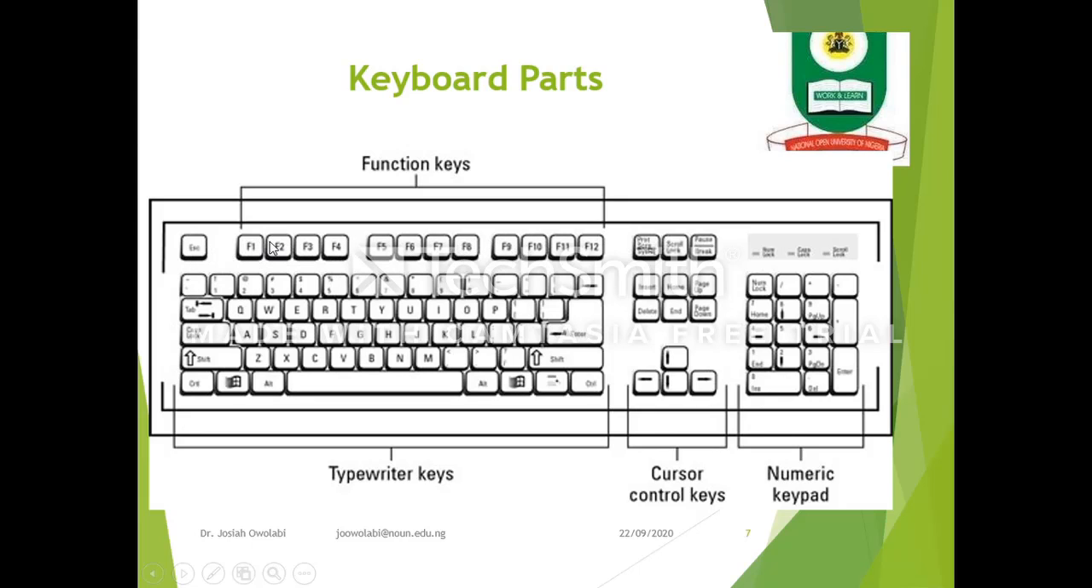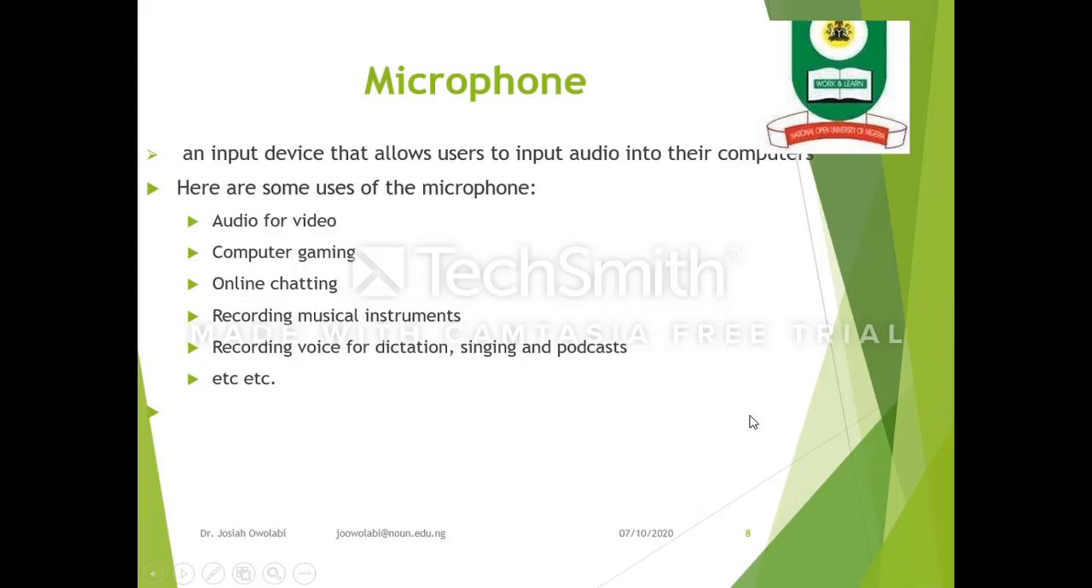For instance, you see the F2 here if you want to edit. When I wanted to change to slideshow, I simply pressed F5 and it took me to slideshow. When we come to talk more on this, we'll be able to talk, but for today, it's just an introductory lesson. And you move over here, you have the cursor control keys. You can move to the right, move to the left, move up and move down. And then you have the numeric keypad here, where you can type 1, 2, 3, and anything that is numeric in nature. So that's the keyboard and the different parts.